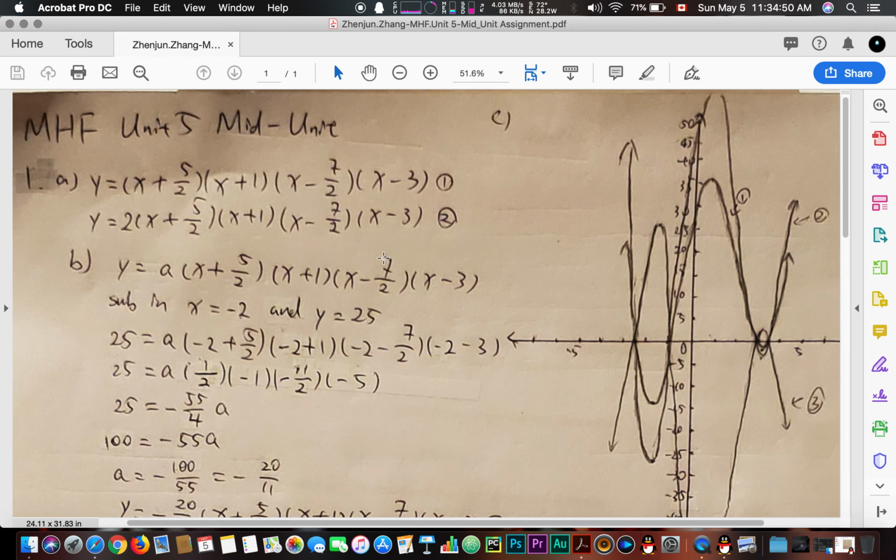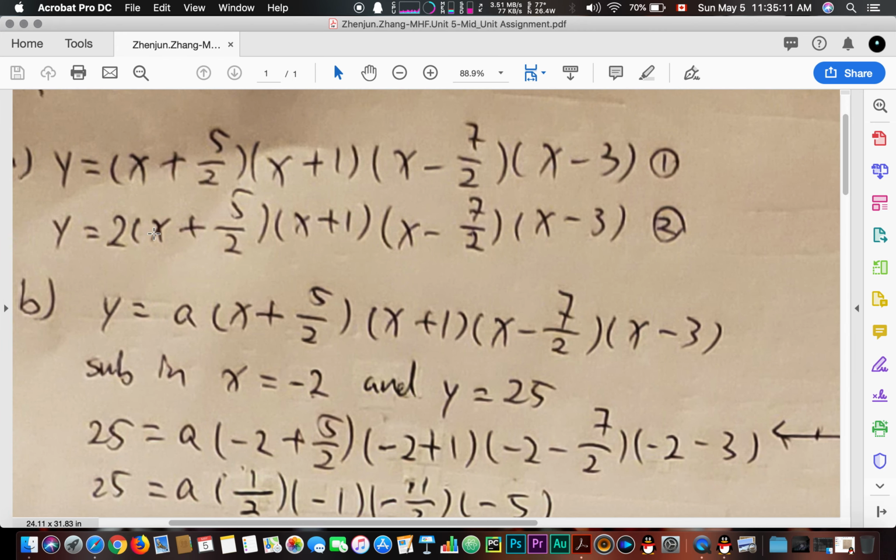And then we will get our second function, where we can use 2, we can use 3, 4, 5, negative 1, negative 2, it doesn't matter. It just has to be a number that is not 0. Okay, so here we use 2, so that's basically 2 times x plus 5 over 2, x plus 1, x minus 7 over 2, and x minus 3.